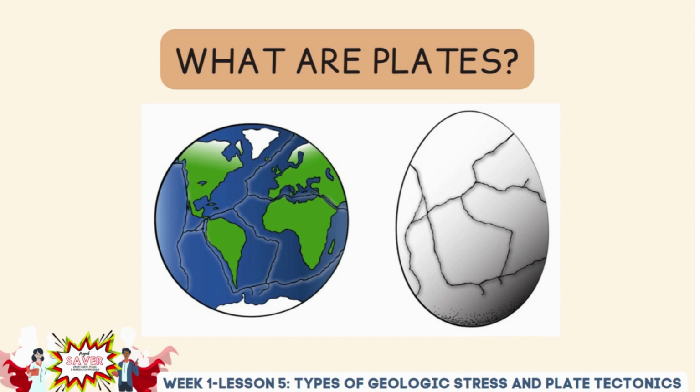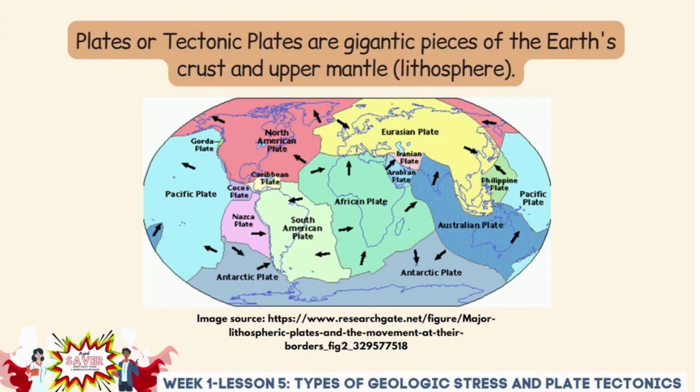Ikumpara natin ang dalawang picture na ito. Ano ang pagkakapareho nila? Katulad ng cracked egg sa kaliwa, ang Earth din ay hindi buo kundi may mga crack ito sa lithosphere. Ang bawat piraso na ito ay tinatawag natin na plates. Plates or tectonic plates are gigantic pieces of the Earth's crust and upper mantle o tinatawag natin na lithosphere.